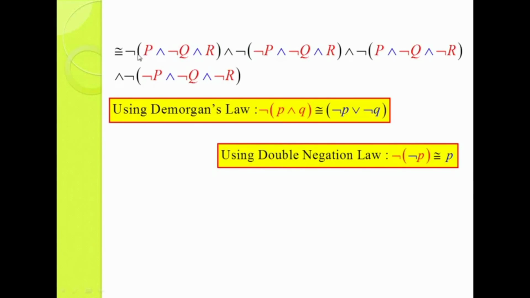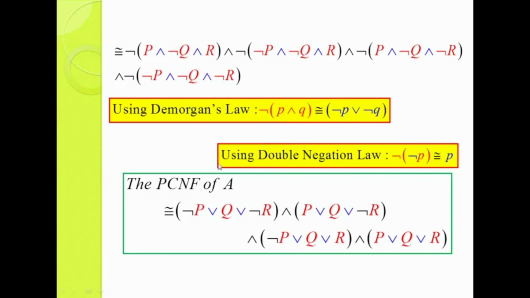So first we apply De Morgan's law for this term. So we get the PCNF of given expression equal to negation P or R. Negation of negation Q using double negation law, we get only Q or R. Negation of R, so we get negation R.